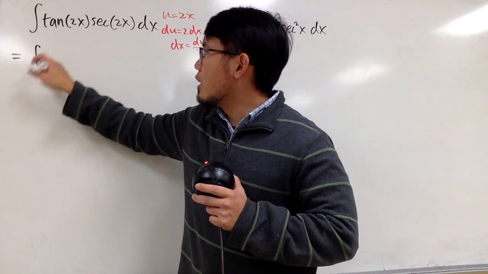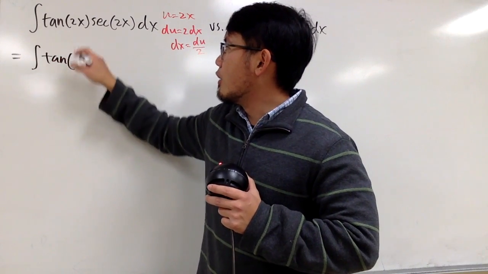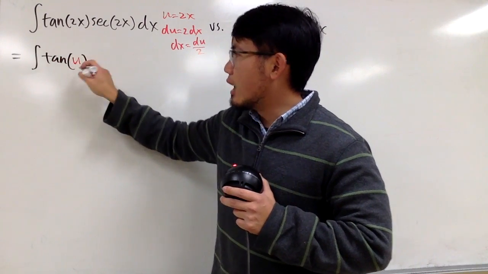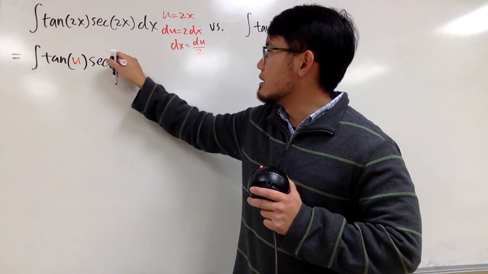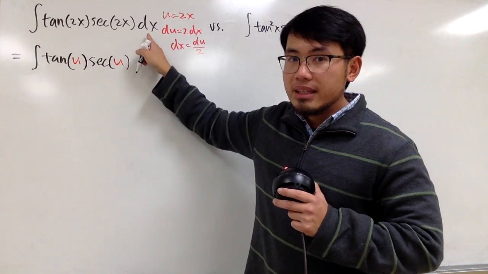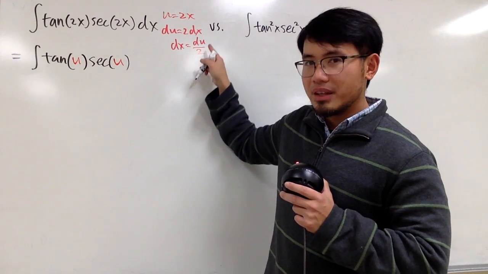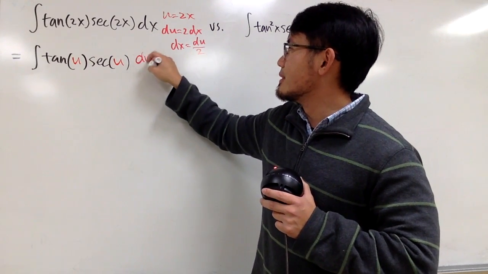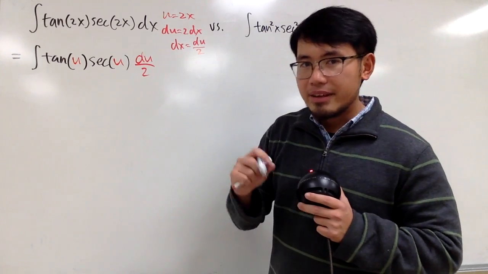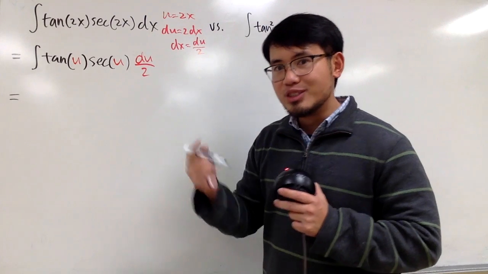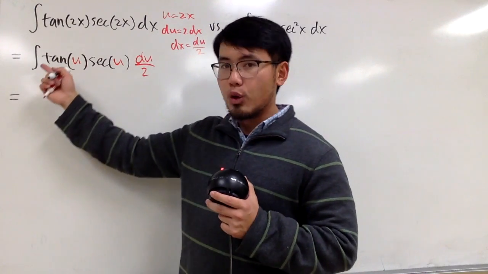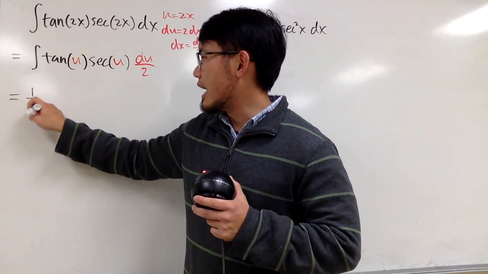We get the integral of tangent of u, since the inside is now u, and then here we have secant of the inside, which is again u, and the dx, as I mentioned, is du over 2. So this is nice. And now let me clean things up for you guys. We have a 1/2. This is just a constant multiple. We can put that all the way in the front. So let me write that down.